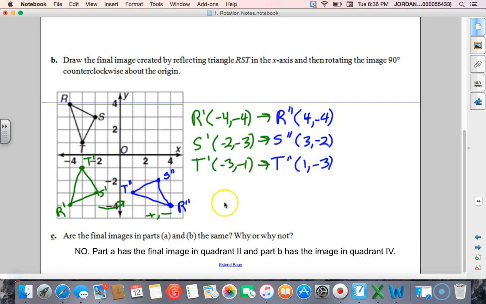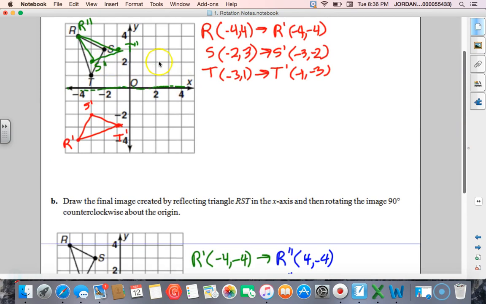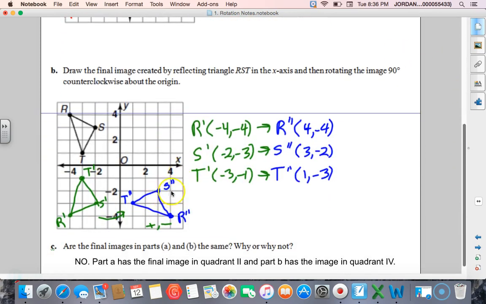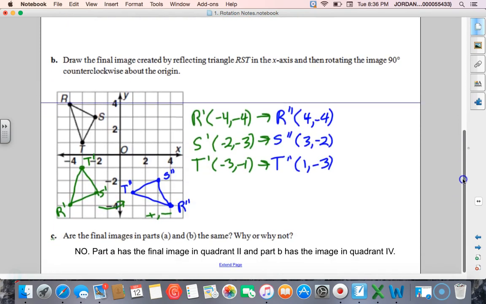All right, so then the C part said, are the final images in parts A and B the same? Why or why not? And our answer, of course, is no, they're not the same. You can tell that part A has the final image in quadrant 2, right? Our final image was up here in quadrant 2, but in B part, the final image was down here in quadrant 4. So they're definitely not the same image. They don't even really look the same as far as the shape of the triangle. So a couple of challenge problems there for those of you that would like a challenge.